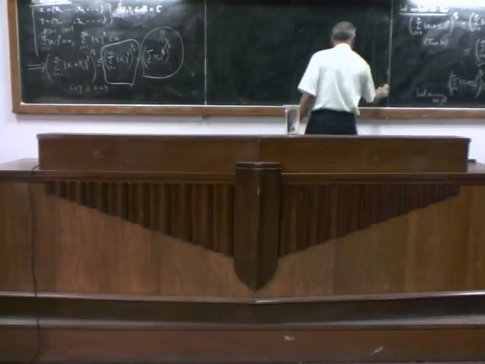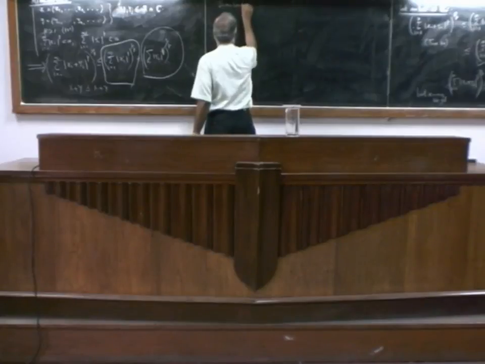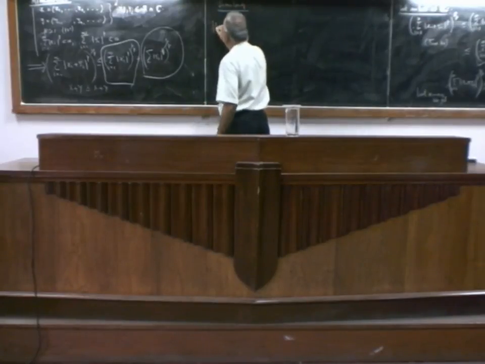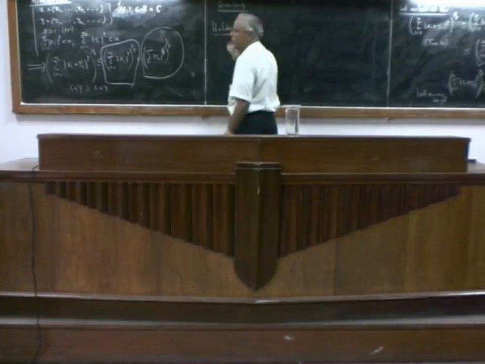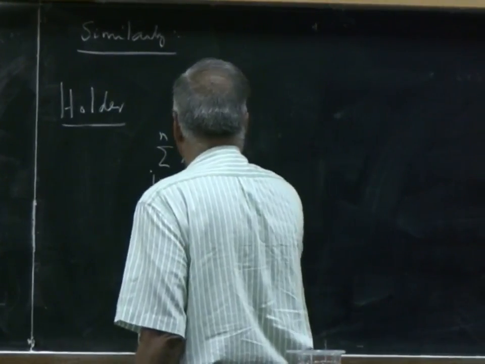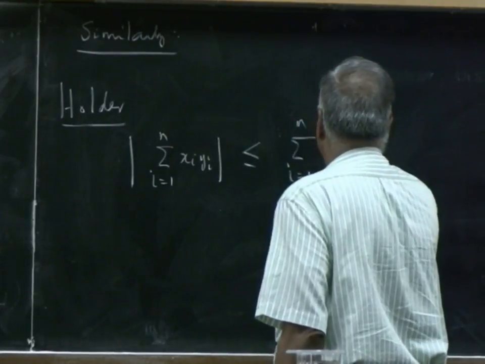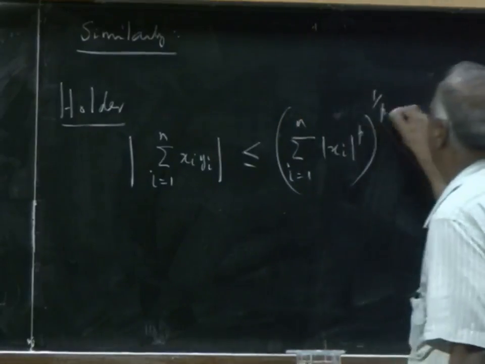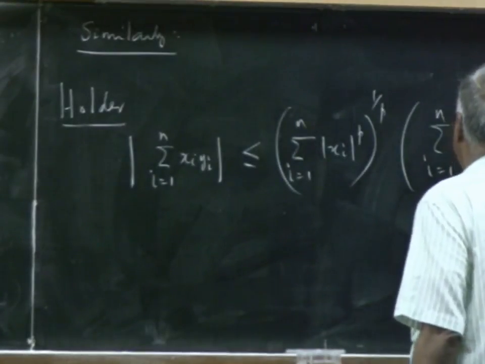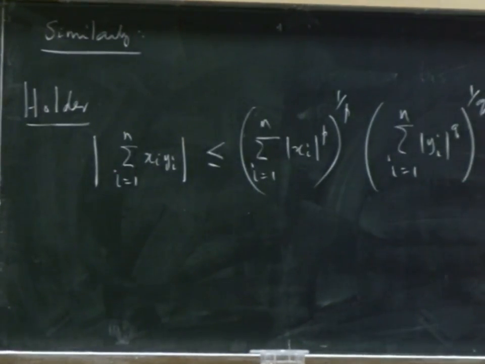Similarly, let us look at Holder. So in the infinite case, what about the finite case Holder? The sum is less than or equal to summation i equal to 1 to n mod xi to the power of p to the power of 1 over p, times summation i equal to 1 to n mod yi to the power of q to the power of 1 over q, where these p and q were conjugate, 1 over p plus 1 over q equal to 1.